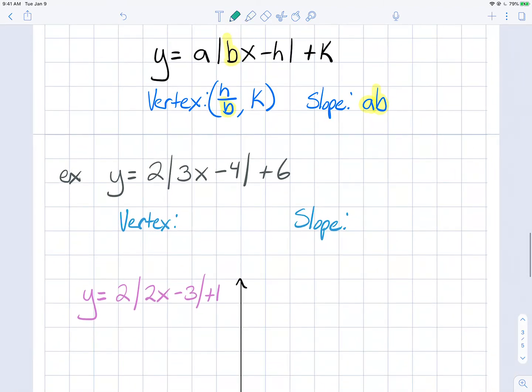So let's see if we can figure one of these out. This first equation, y equals 2 absolute value of 3x minus 4 plus 6. So normally I would say my vertex is 4 comma 6, but since there's this 3, I'm going to go 4 over 3 comma 6. And since there is a 3 in front of our x, our slope's not just going to be a 2, it's going to be the positive and negative of 2 times 3, so our slope would be 6.